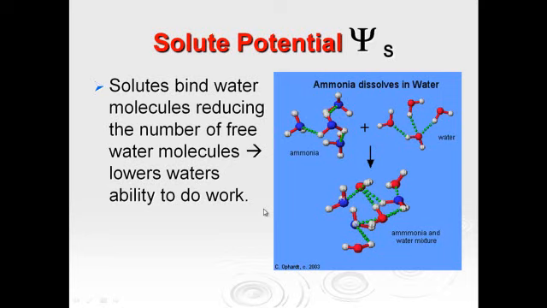So here's what happens to the water molecules. If you have a whole bunch of solutes, so here's a solute, ammonia, that ammonia is going to be attracted to the water molecules, and the water molecules then are bound to the ammonia, and that means those molecules aren't able to move across the membrane to dilute solutes.